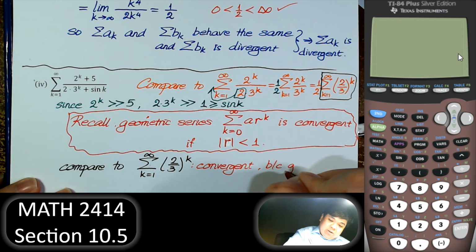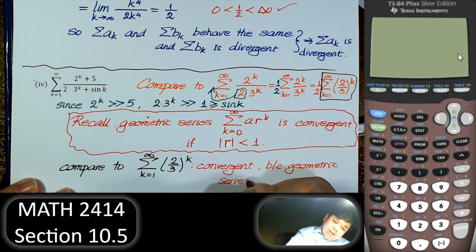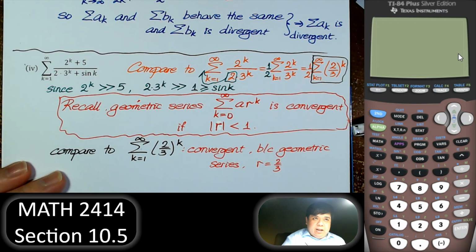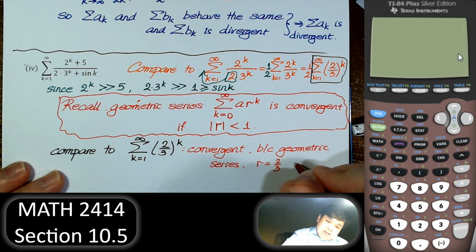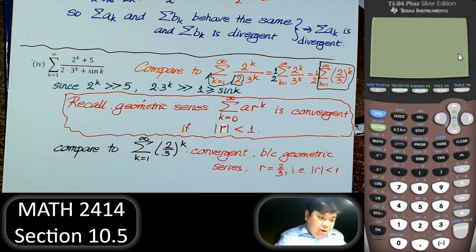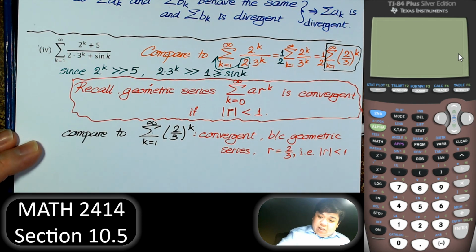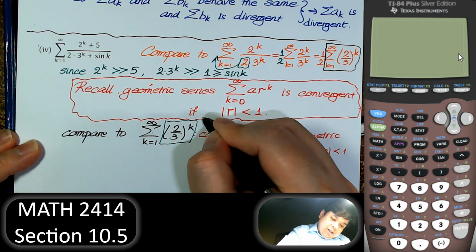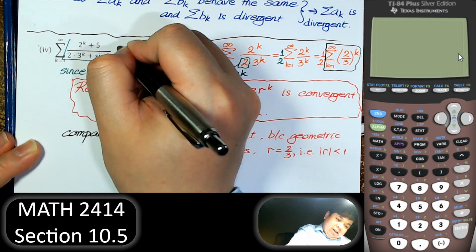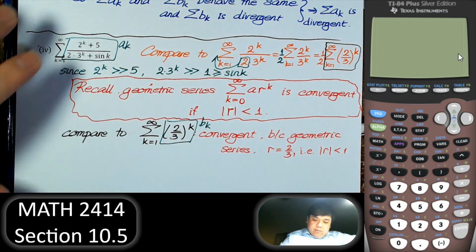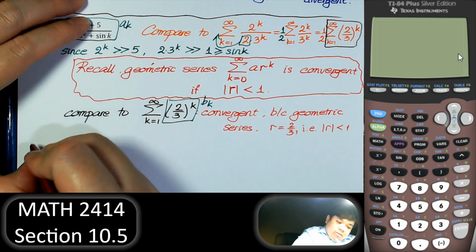Because of geometric series with r equal to 2/3. If r equals 2/3, and of course that means r is less than 1, so it satisfies that condition. Right. And then whatever this is going to be b sub k, and that is a sub k, and we take the limit of a sub k over b sub k.